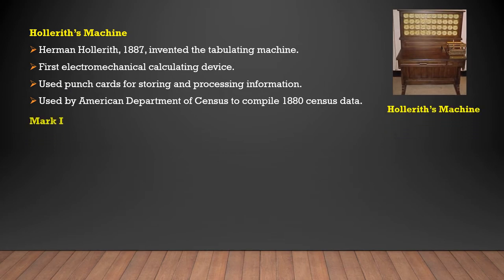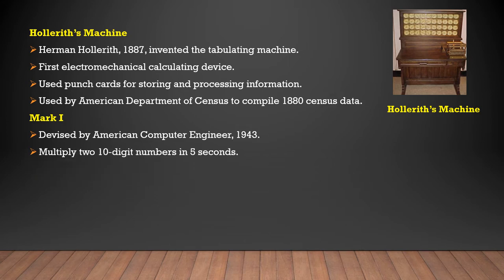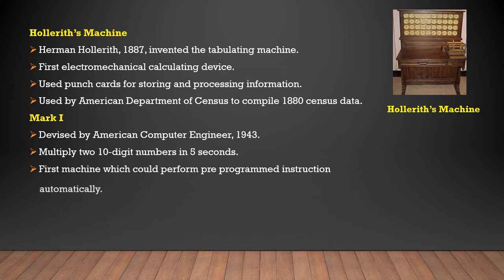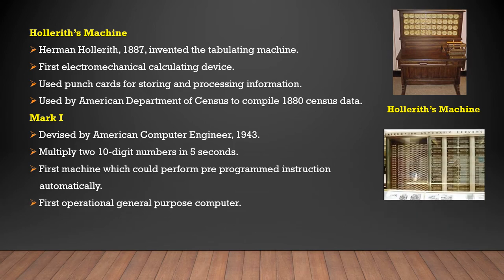Next is the Mark 1. In 1943, an American computer engineer devised the first electromechanical computer named Mark 1. It was able to multiply two 10-digit numbers in 5 seconds. Mark 1 was the first machine which could perform pre-programmed instructions automatically. It was the first operational general-purpose computer. So that's the image of Mark 1.